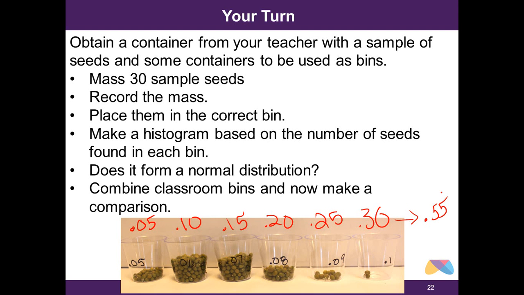Now you're going to mass 30 sample seeds and put them in the correct container, and of course record your mass. Then you're going to make a histogram based on the number of seeds found in each one of these cups. The question is, does it form a normal distribution?